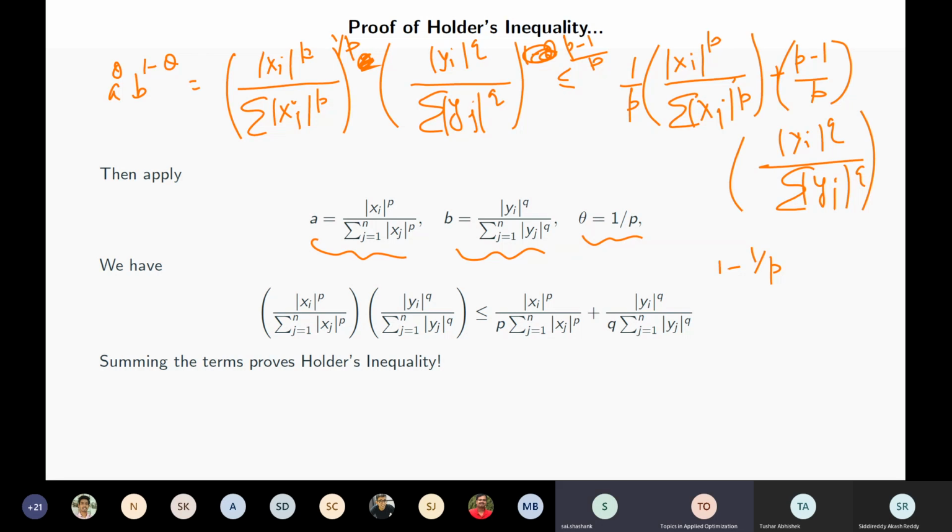Hello, sir. Sir, if you take summation on both sides, in the right hand side, already the denominator is the summation, so we don't get any change. The numerator will be exactly the same as the denominator, so both get cancelled off, and we will get 1 by p plus 1 by q. And 1 by p plus 1 by q is 1, we already proved. So the LHS denominator will go to the RHS side, and that's the proof, right?